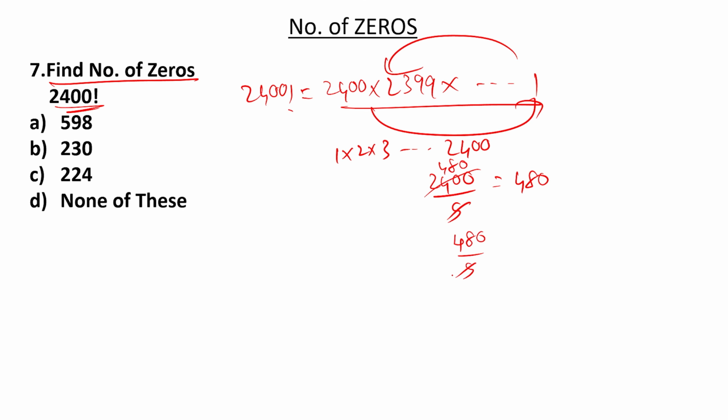480 divided by 5. 5 nines 45. 356. 96. 96 divided by 5. 5 ones. And 4 carry onwards. 5 nines 45. 19. 19 divided by 5.